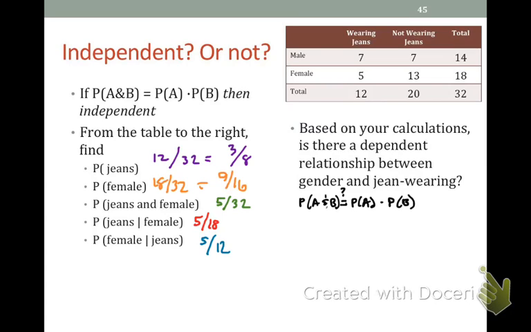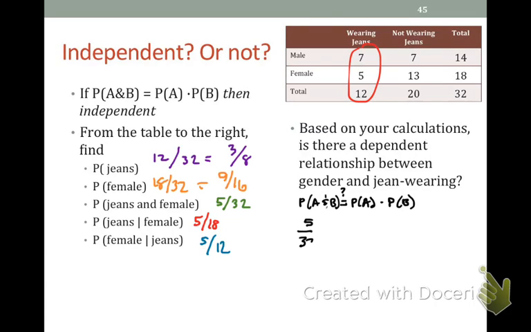Hopefully this is what you got. Probability of jeans, 12 out of 32. Probability of female, 18 out of 32. Probability of jeans and female. So that's where you're going to isolate this one right here. Jeans and female out of 32. And then jeans given female. So look in here, all of the females, 5 out of 18. And then female given jeans, female given that you're wearing jeans, is going to be 5 out of 12.